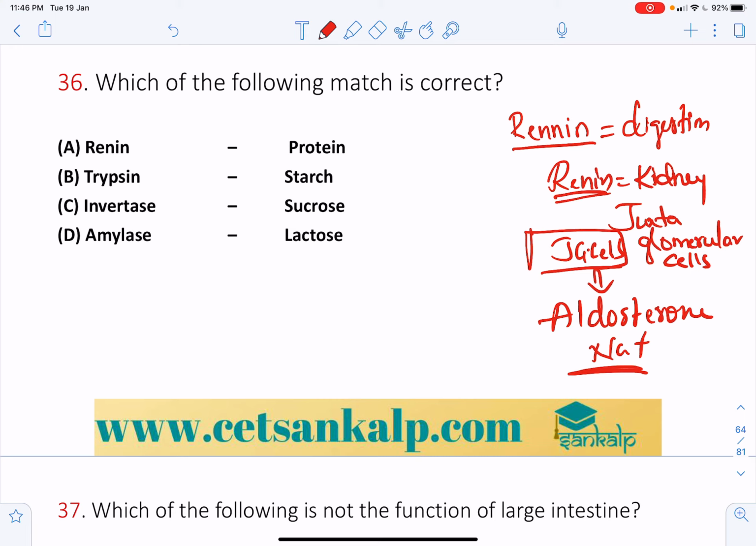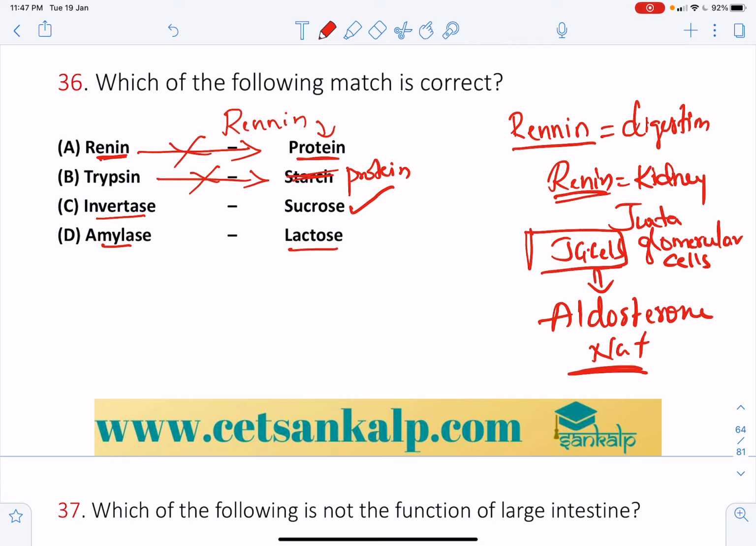So here, renin actually acts as a hormone, but it does not act on protein, so that option is wrong. Trypsin, we know, acts on proteins, and it won't act on starch. Invertase, which is also called sucrase, acts on sucrose. Amylase acts on lactose? No, amylase acts on starch.